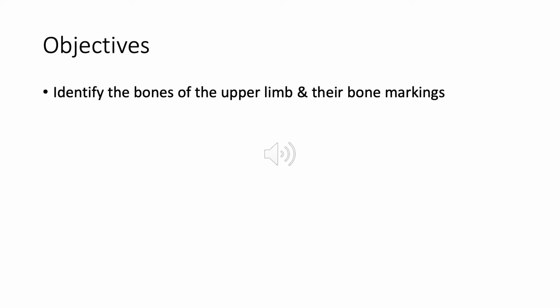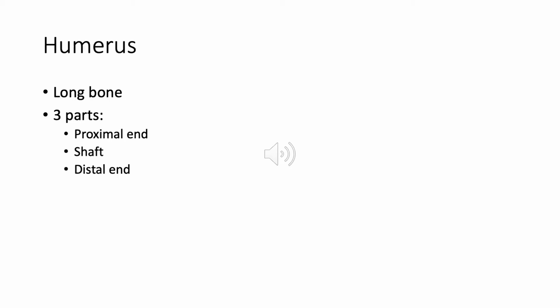Alright, today we are going to continue our upper limb skeleton lecture, and today we are going to focus on the humerus. Again, the objective is to identify the bones of the upper limb and their bone markings, and this time we are going to concentrate on the humerus. The humerus is an example of a long bone, and it contains bone marrow.